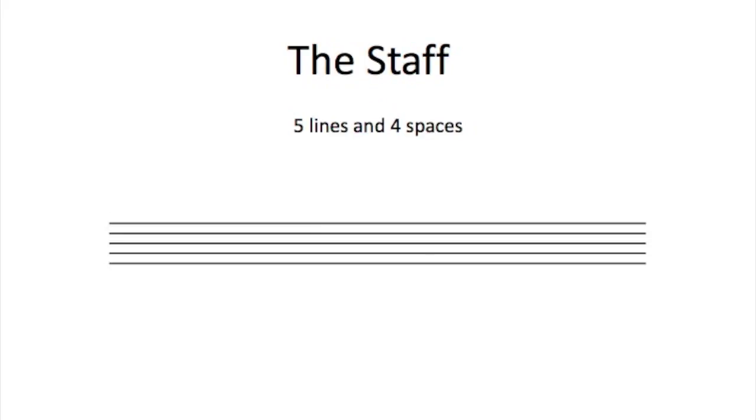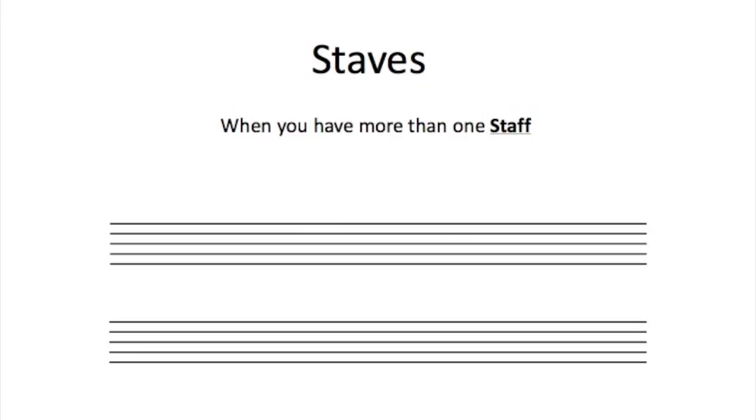Whether notating pitch or time, both are notated on what is known as the staff. The staff is simply 5 lines and 4 spaces in between the lines. When there is more than one staff present, we call these staves. Each individual staff is still made up of 5 lines and 4 spaces.